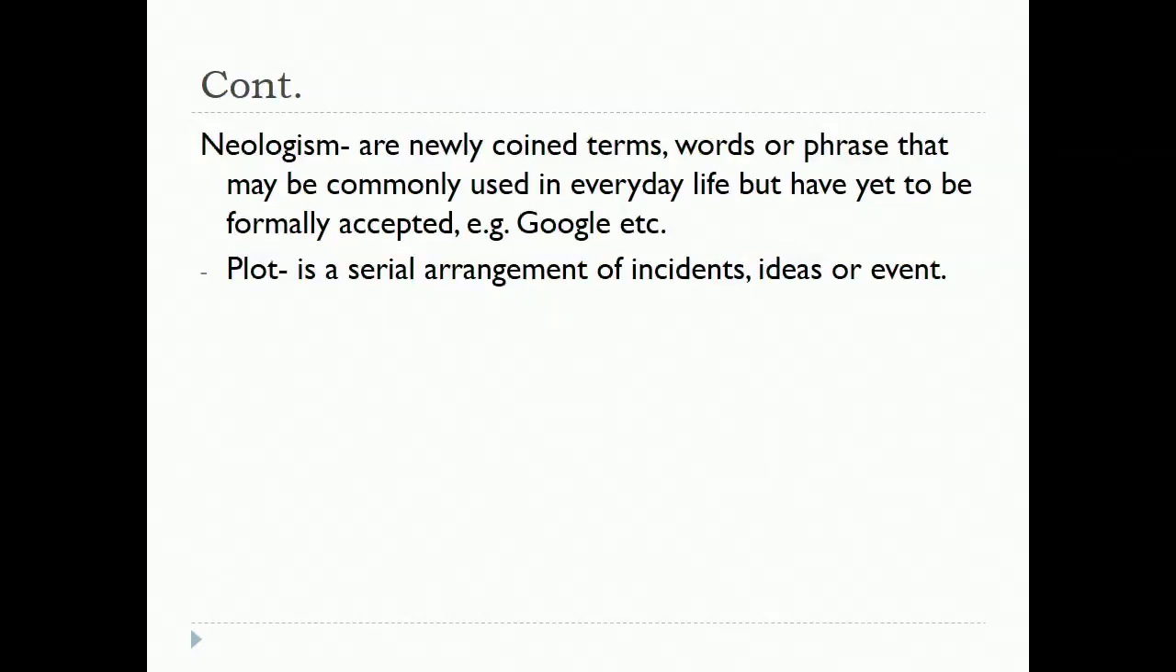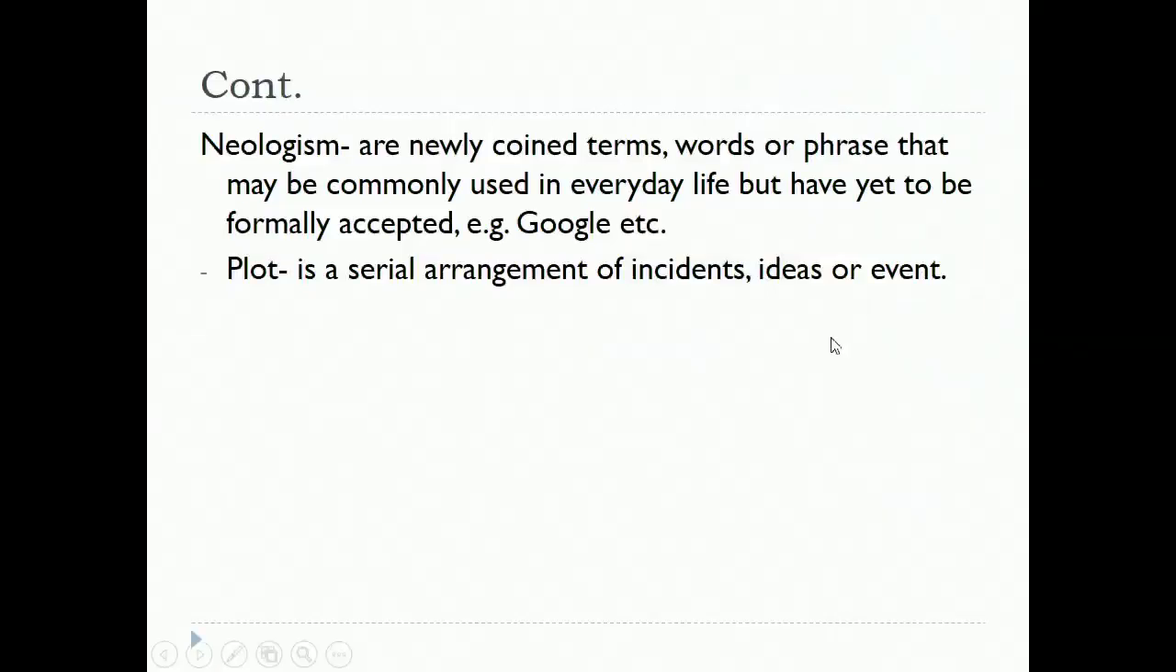We have terms like plot. This one is in the literature section. And what is a plot? A plot is a series arrangement of incidents, ideas, or events. You know, in most cases in literature, there are characters. It's always in the form of a play. And the way the play is arranged, the way the ideas are presented, that is what we call a plot. We move on, students.